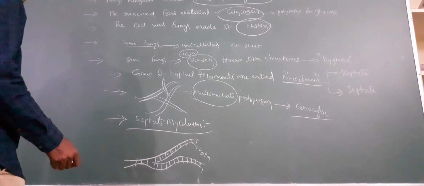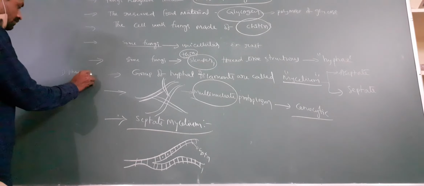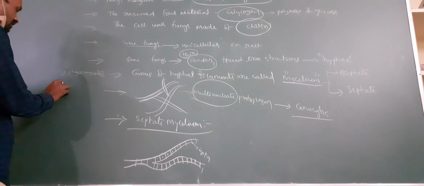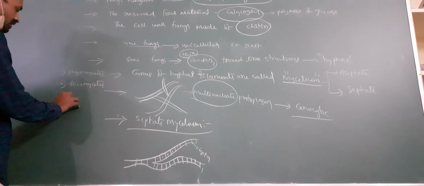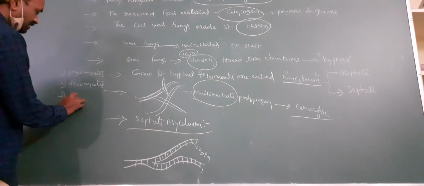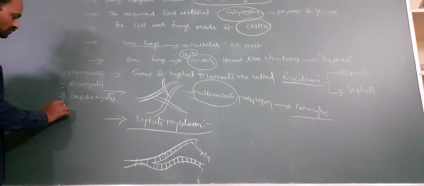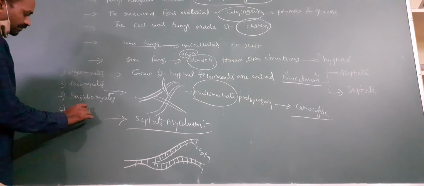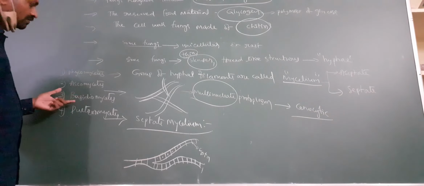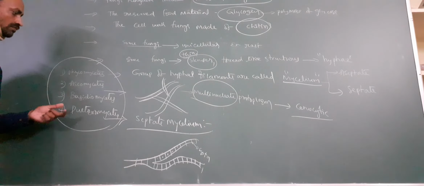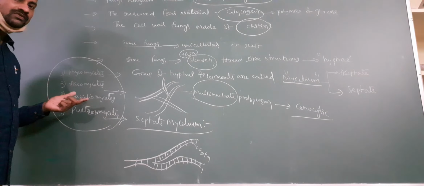And if you see the classification, fungi are divided into four groups. First one is Phycomycetes. Second one is Ascomycetes. Third one is Basidiomycetes. And fourth one is Deuteromycetes. So these are the four groups of fungi.